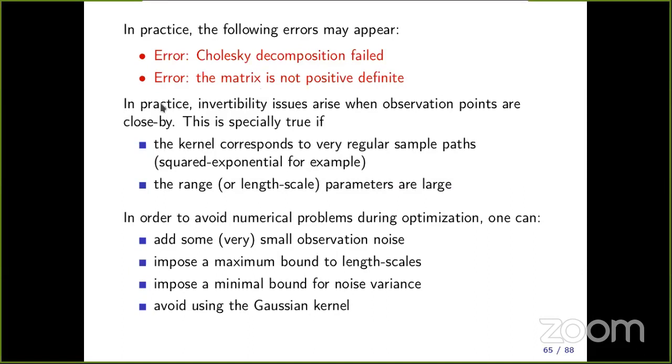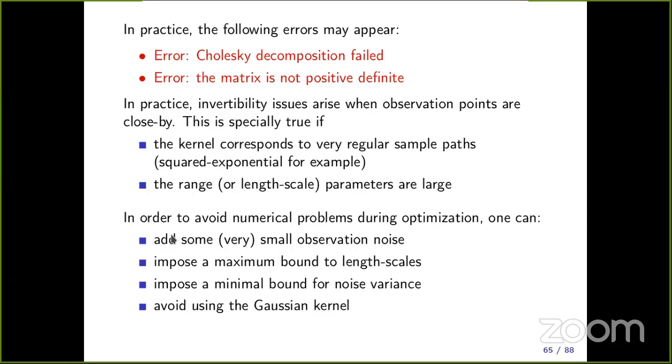And this is typically because some observation points are close by. So this is true if the samples are very regular, very smooth. For example, if they come from the squared exponential, you can have very, very highly correlated points. So that's not good for the conditioning of the matrix. Or if the length scale parameter is very large, it will look like your points are close by, and the matrix will tend to be singular.